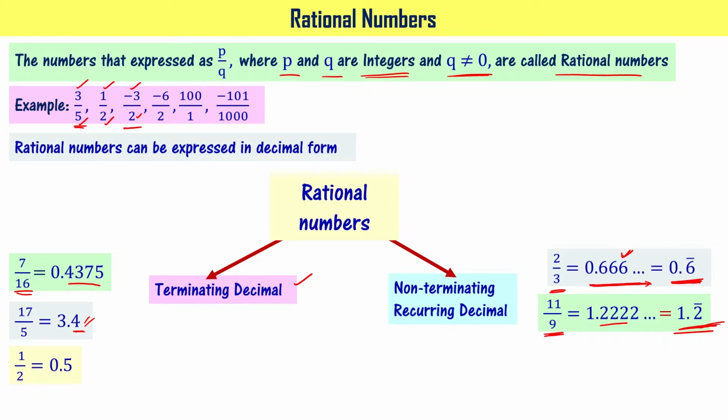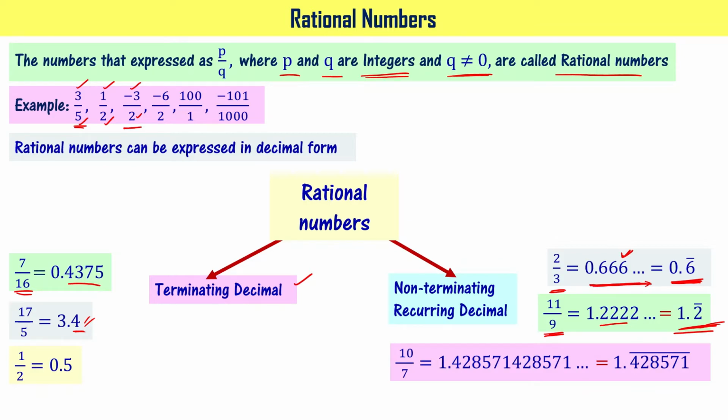Got it? For example, 10 by 7 is 1.428571, and so on. If you observe, 428571 is repeating, right? 6 digits are repeating. That's why we say this number has got periodicity of 6. So that's why we represent this number as 1.428571 with bar on 428571.